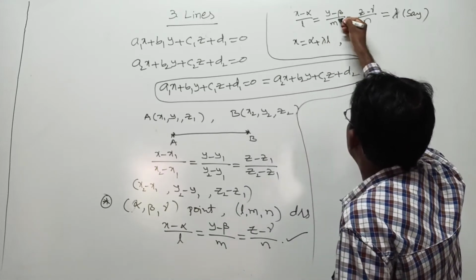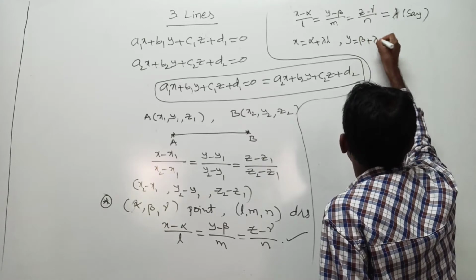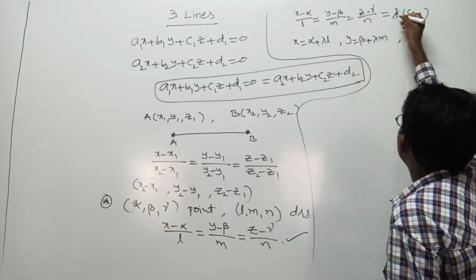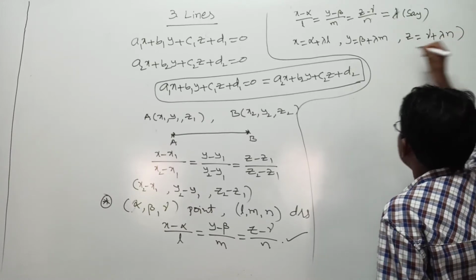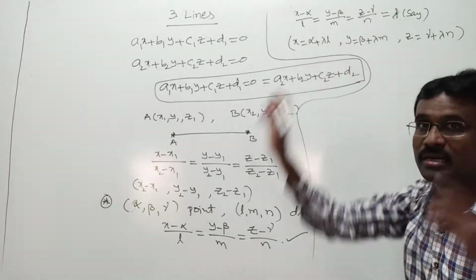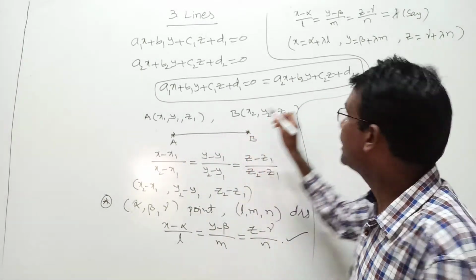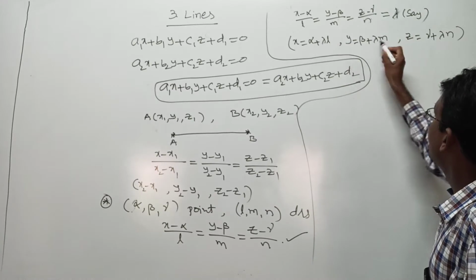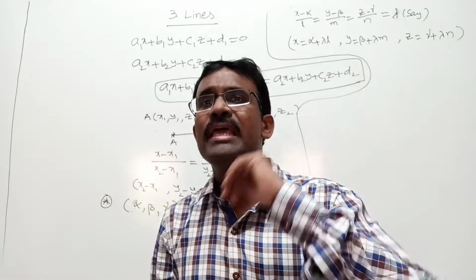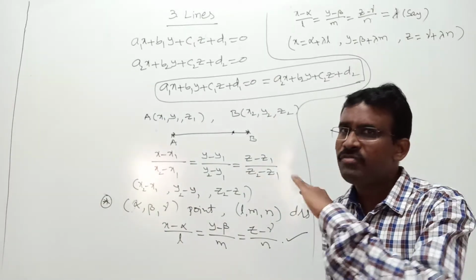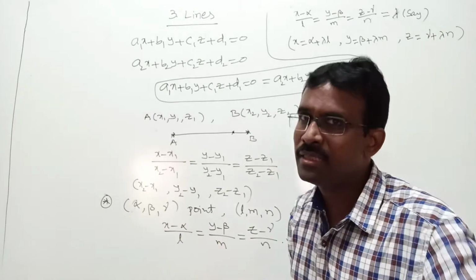Then define y by using this relation: y is equal to beta plus lambda m. And from this, z is gamma plus lambda n. This is a general point on that line. General point means anywhere on that line. If you give one fixed value for lambda, you get a point somewhere on the line. For different values of lambda you get all the points on the line.